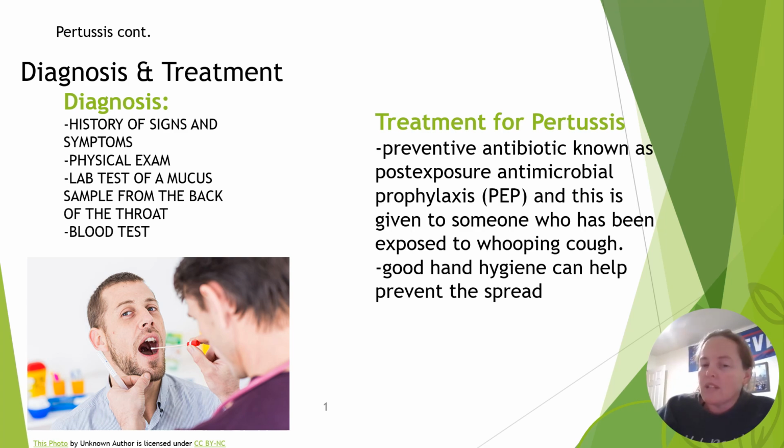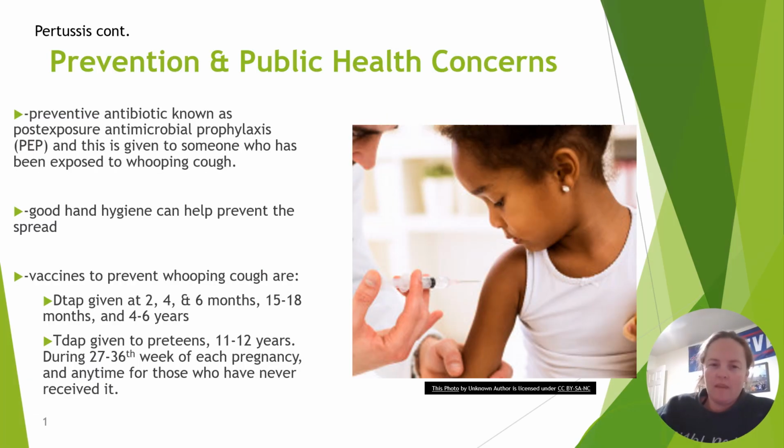We can also prevent pertussis by having good coughing etiquette, good sneezing etiquette, and washing our hands. Again, the prevention for that would be to cover up. We're also going to make sure that we get immunized. The DTaP is given to infants at 2, 4, and 6 months, and then again at the 15 to 18 month mark, and at 4 to 6 years. Tdap is given to our preteens around 11 or 12, and also when you're pregnant.